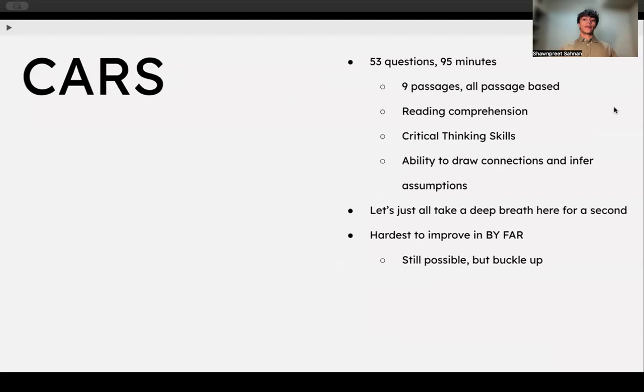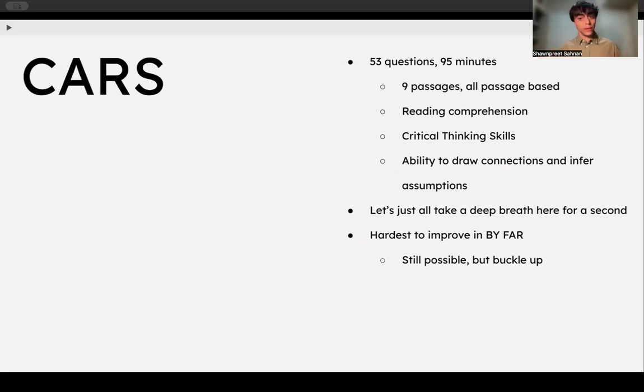Onto CARS. Let's take a deep breath. CARS is hard. CARS is really hard. It's a section that really relies on your intuition. It's almost all reading comprehension. They're going to be dense passages. They're going to be more literature based rather than scientific papers, and they might have some science around them, but it's not nearly as scientifically dense as the other ones.